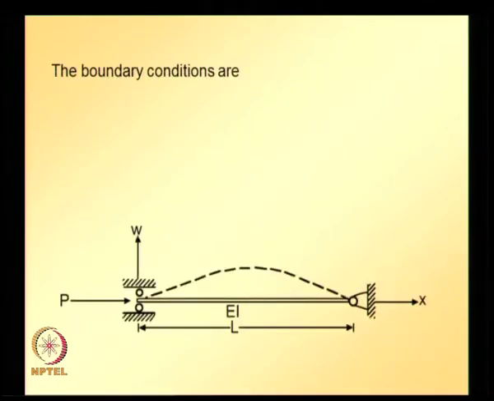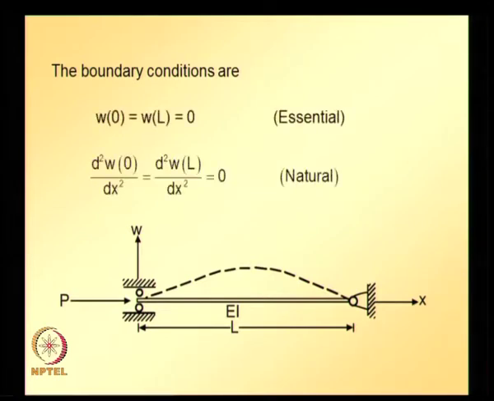The boundary conditions, if you look at the schematic, once again we can write. W at x is equal to 0, W at x is equal to L is equal to 0, and the second derivative of W at x is equal to 0, and the second derivative of W at x is equal to L also should be equal to 0. The first boundary condition is an essential boundary condition, the second boundary condition is a natural boundary condition.